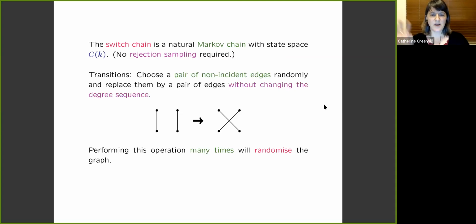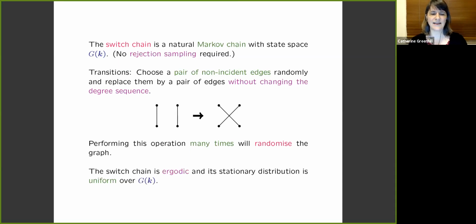Clearly, if you do this lots of times, you're going to mess up the graph and you'll forget almost everything about the graph. You'll be very close to the uniform distribution. So this is a very obvious and simple small change to make to a graph, and it has arisen in many contexts, and in particular Diaconis had used it to look at sampling contingency tables. The first people to look at it for sampling graphs were Kannan, Tetali and Vempala, who looked at bipartite graphs, but unfortunately there was a bug in their proof.